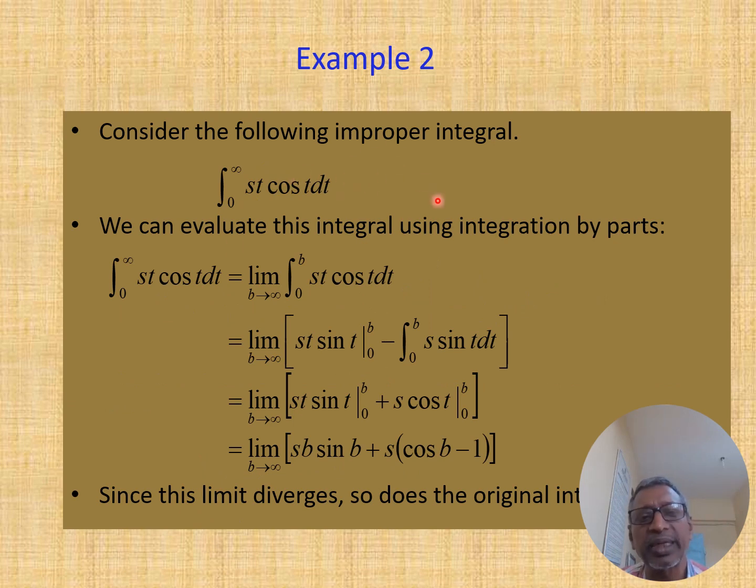Consider another improper integral, the integral from 0 to infinity of s t cos t dt. You evaluate the integral, and finally I'm getting the limit as b tends to infinity of s b sin b plus s cos b minus 1. Since once again the limit diverges because sin infinity is infinity, this is also divergent. Therefore we cannot expect any Laplace transform for this function.